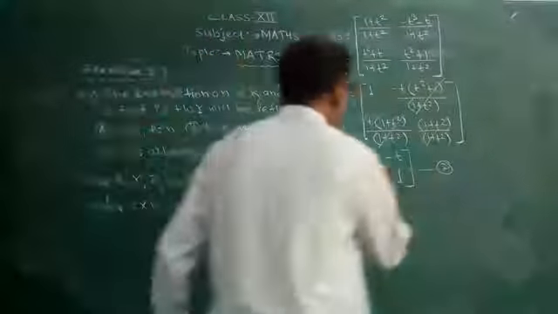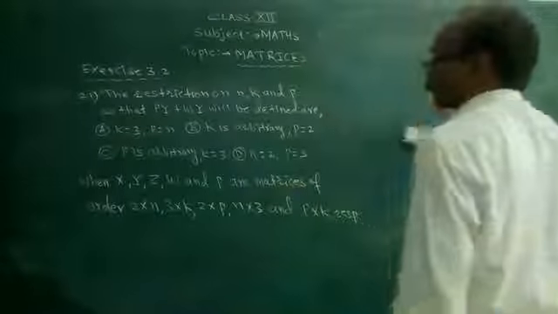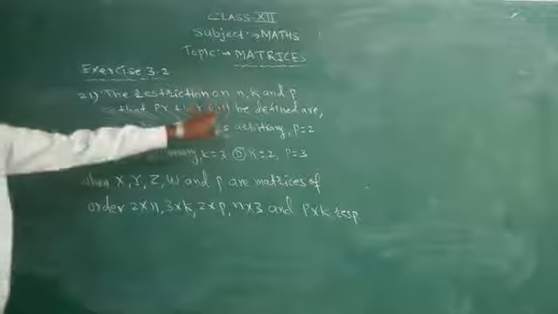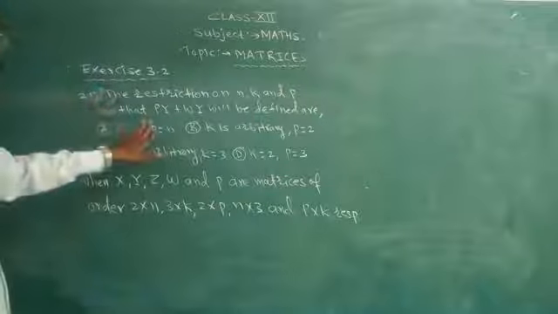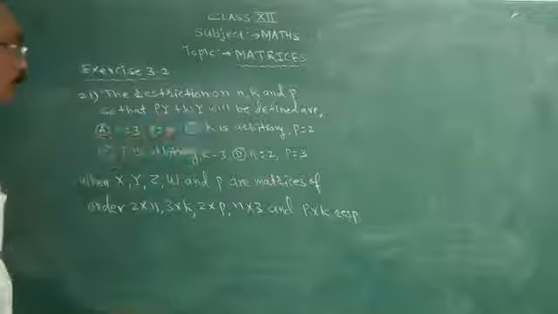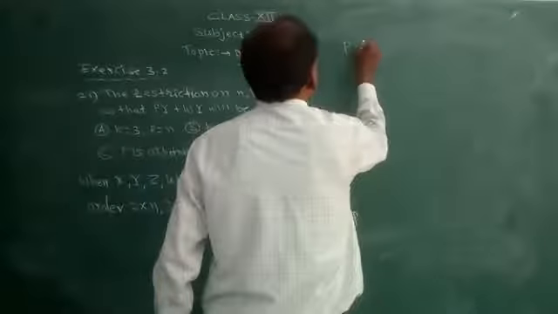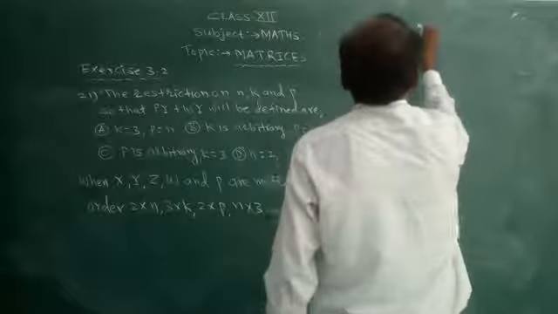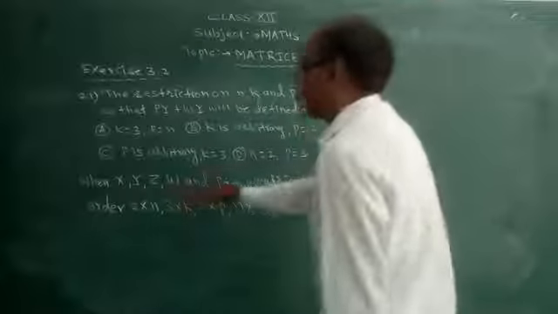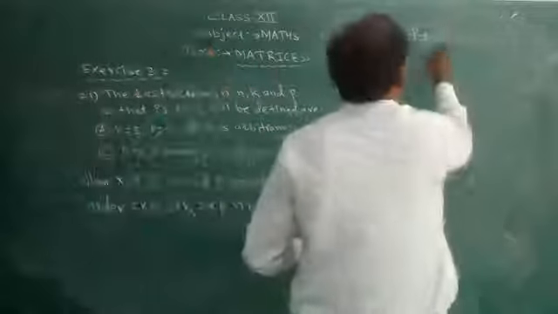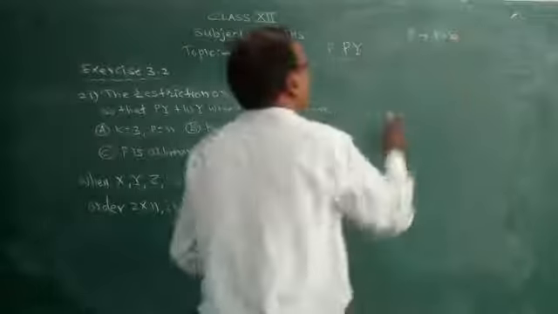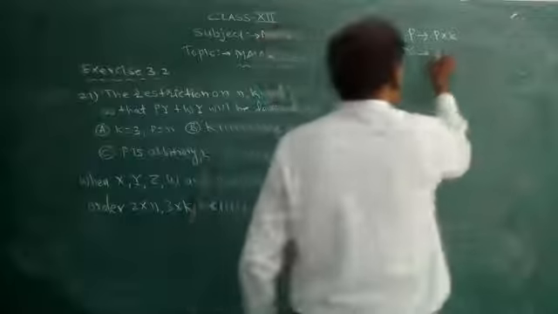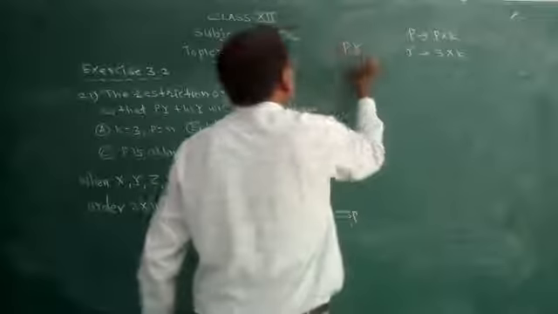If these are the orders of these 5 matrices, then what will be the restriction on n, k and p so that PY plus WY will be defined? So we know that this PY will be defined. The order of P is p by k. The order of Y is 3 by k. So this product will be defined.